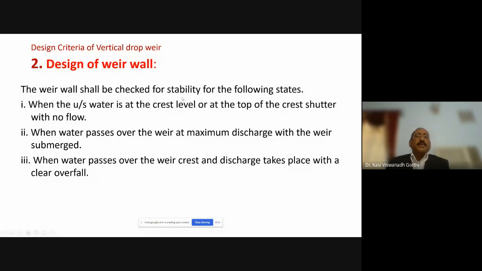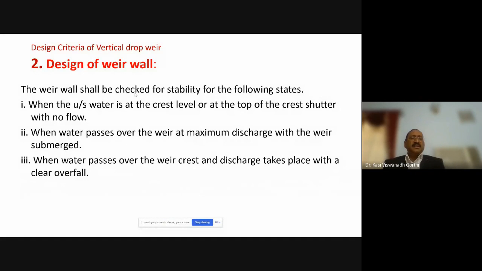So the following parameters are to be checked, stability checks are to be taken up. Number one is that when the upstream water is at the crest level or at the top of the crest shutter with no flow, it must be safe. And the weir wall must be safe. After designing, after arriving at the values of A and B, the top width and bottom width of the weir, it must be checked for three stability requirements. First requirement is that there is water on the upstream side, and the water is there up to crest level, and there is no flow to the downstream portion. The weir wall must be safe.